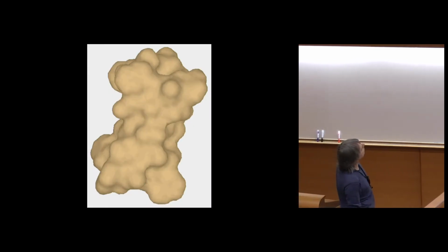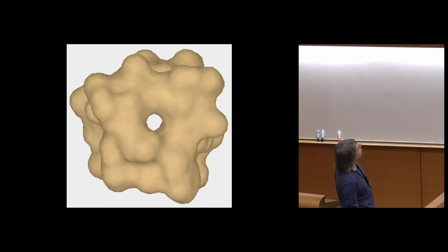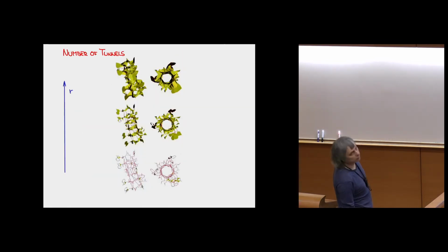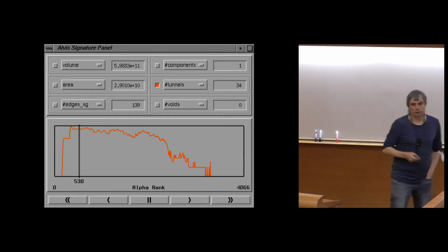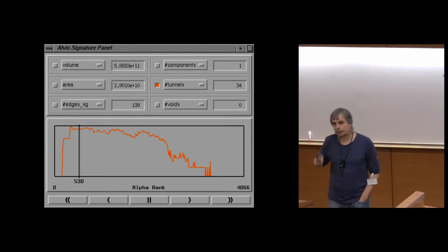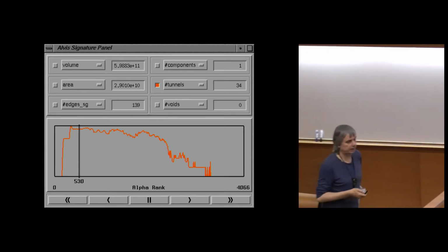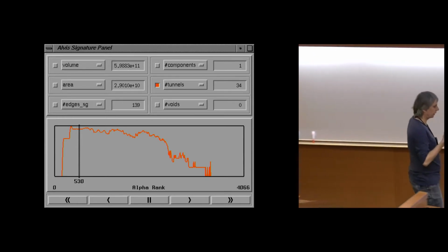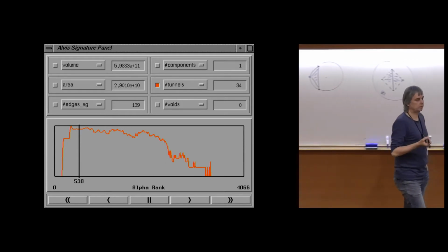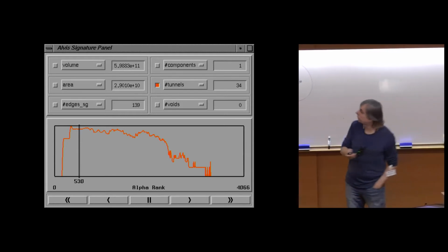Here's an example. So this is gramicidin, a very small protein from 2 directions. Here you see some alpha complex descriptions of the same. The arrow shows where the radius increases. And this is the number of tunnels, or the log of the number of tunnels, so Betti 1. And when I computed this, I wanted to say that gramicidin has 1 tunnel, and so the computer should be able to find that. It didn't.